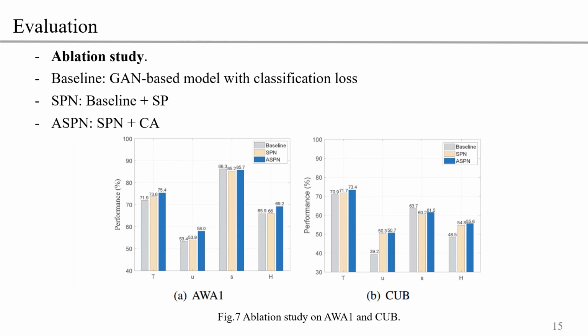We show the ablation study in this figure. The proposed SPN module outperforms the baseline across all these datasets in terms of unseen accuracy, especially on CUB with the highest 11.1% improvement. Besides, ASPN further improves the performance of unseen classes while maintaining the accuracy of seen classes.